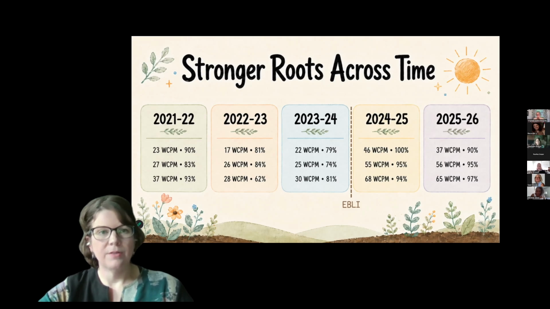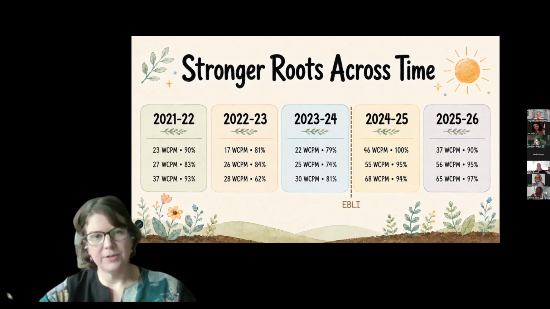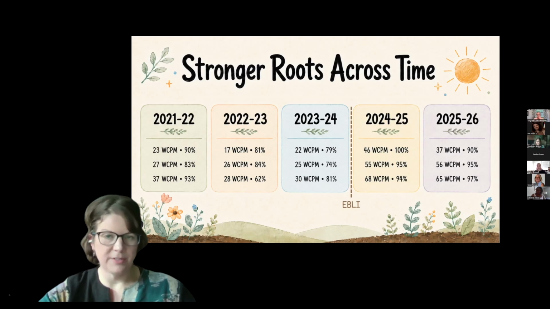These are the 3 scores that were the lowest from the past 5 years. And you can see that over the past 2 years, the students who read the fewest number of words correct per minute were 46 words and 37 words, still with strong accuracy. So the slowest readers from my past 2 years were significantly stronger than any of the slowest 3 readers had been in the previous 3 years. And their accuracy was stronger too.